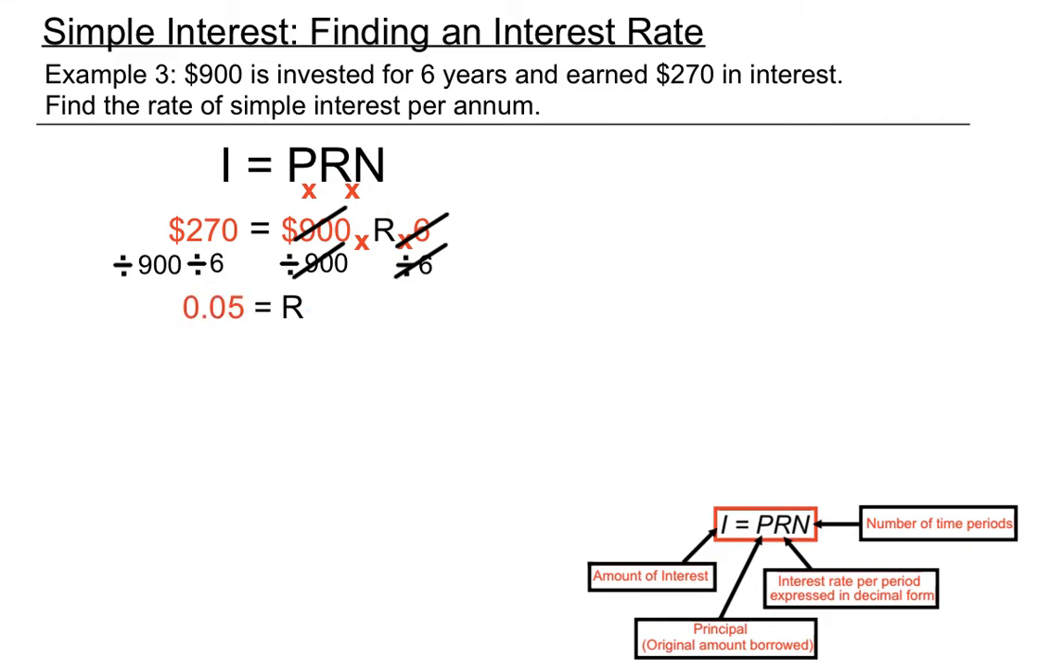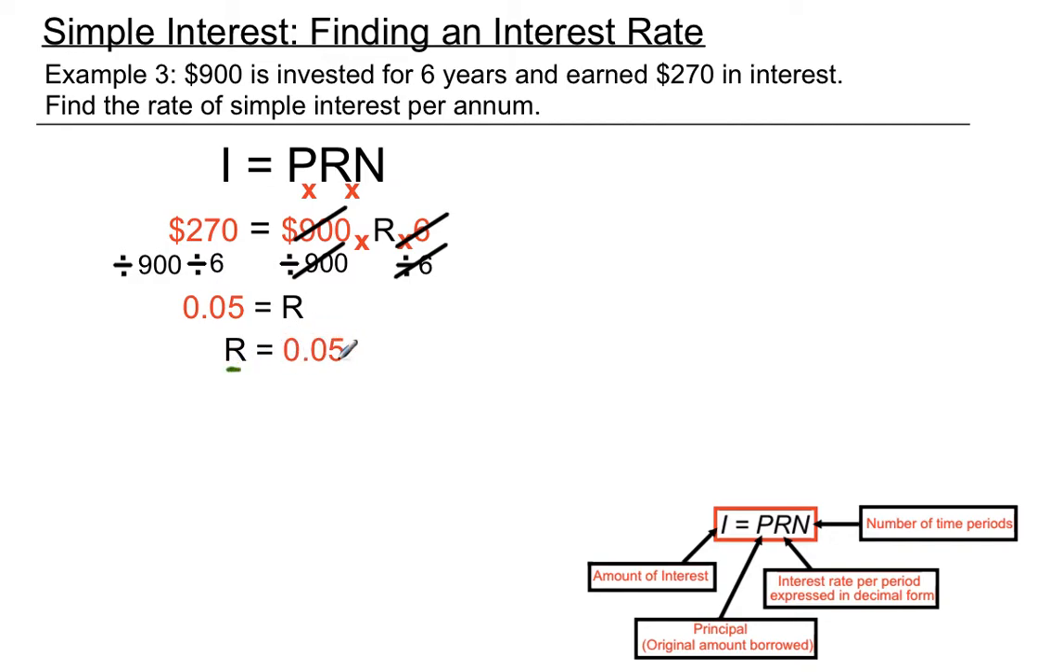So if we put into our calculator 270 divided by 900 divided by 6, we'll get that answer 0.05, and by cancelling out all the other numbers we get r on its own. So we find that r for interest rate there. Now when we swap that over, we'll just make the r on the left hand side here.